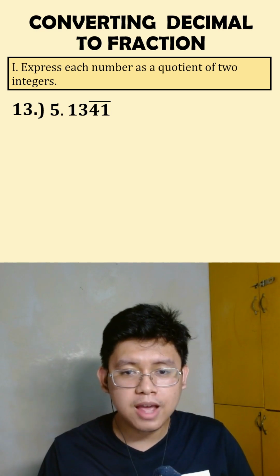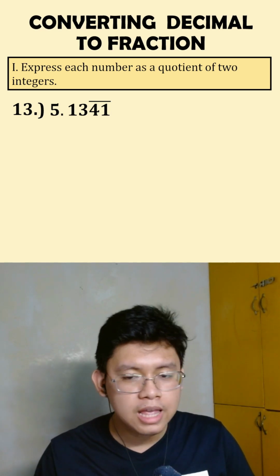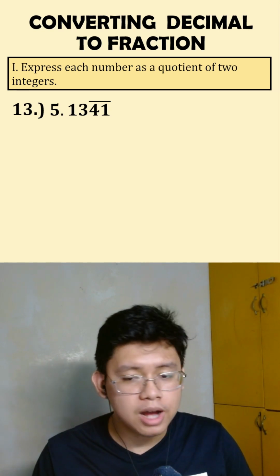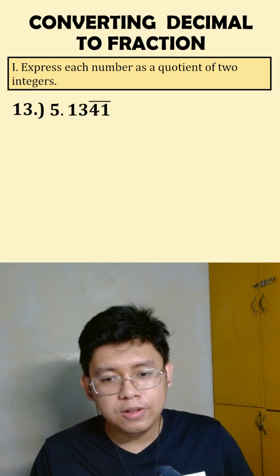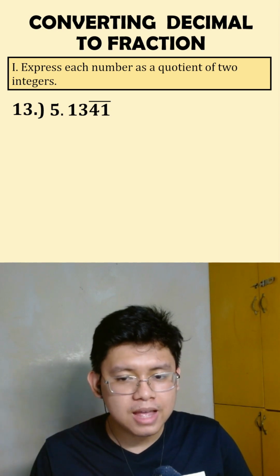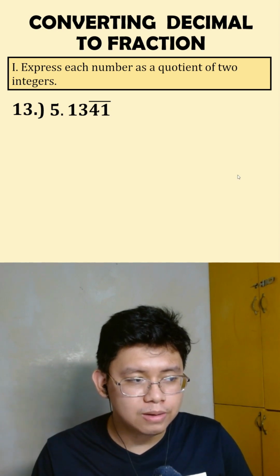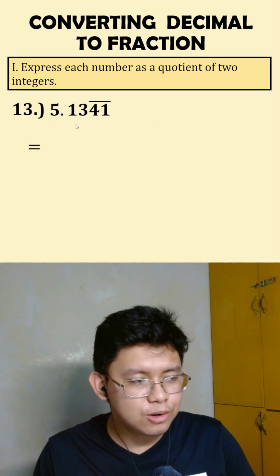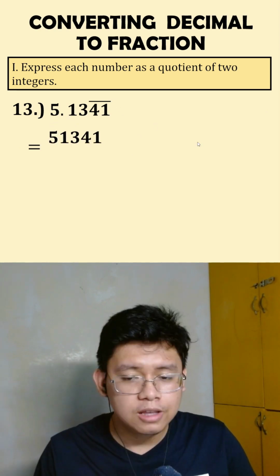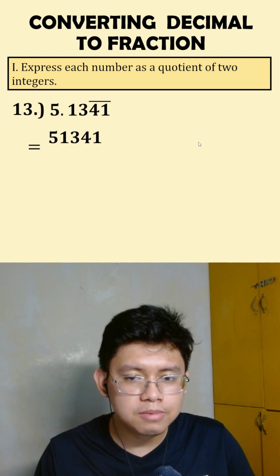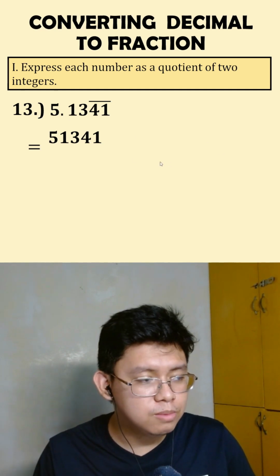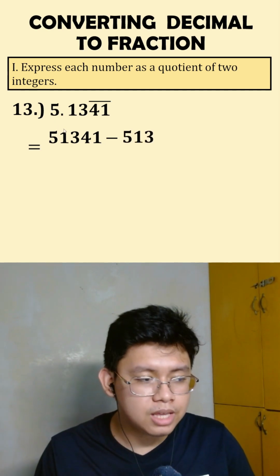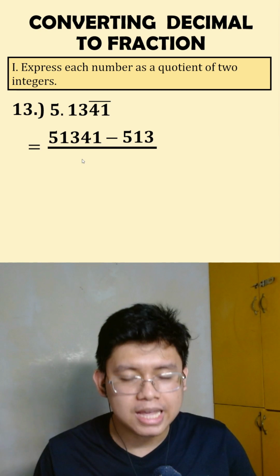Alright. Okay, let's convert this decimal to fraction. So, meron tayong 5.1341 and then yung repeating natin na decimal is 41. Okay, so to convert this to fraction, ang first step natin is to identify our numerator. So, ang numerator natin will be the number, itong number na to, without the decimal point and yung bar. So since meron tayong non-repeating decimal and whole number, we will subtract 513, the non-repeating decimal. Okay? And then that will be our numerator.